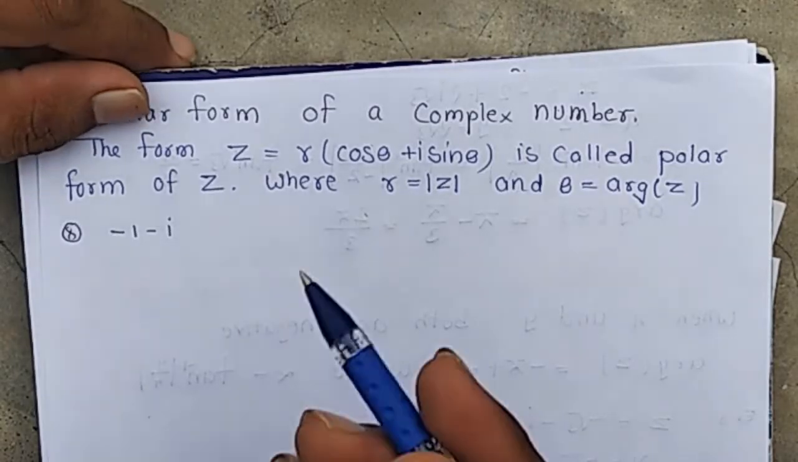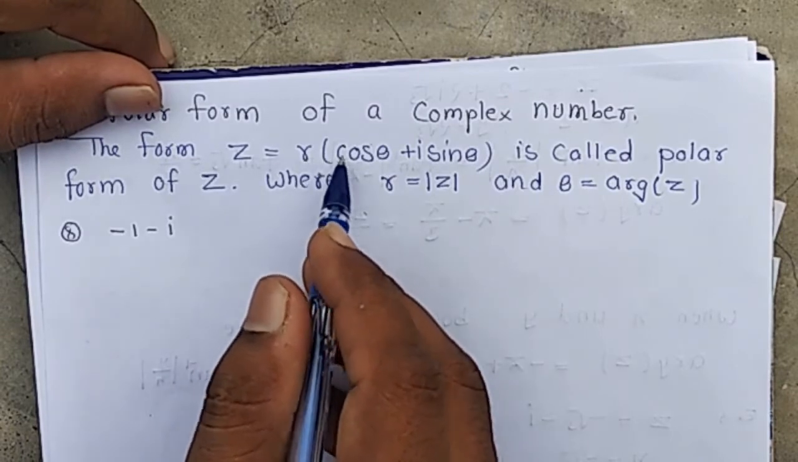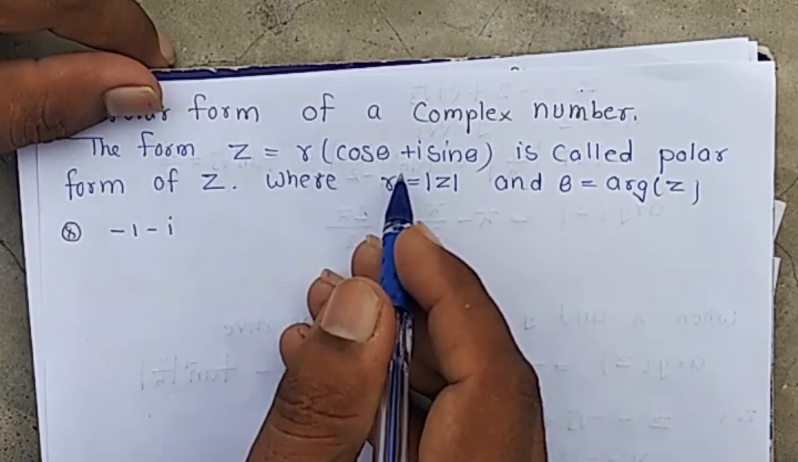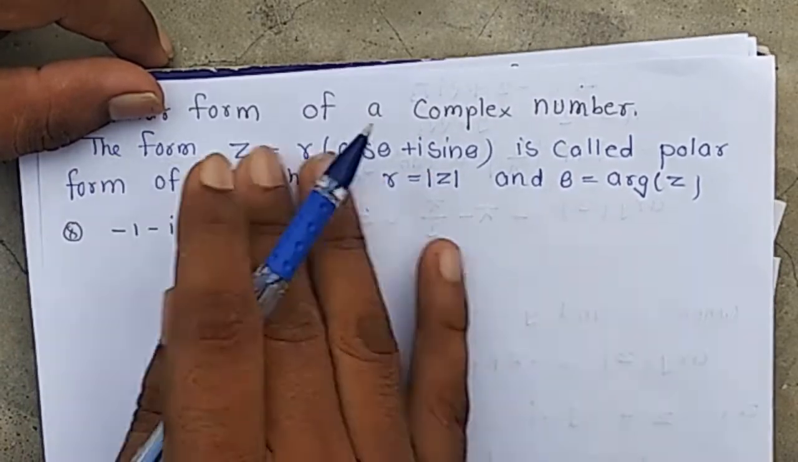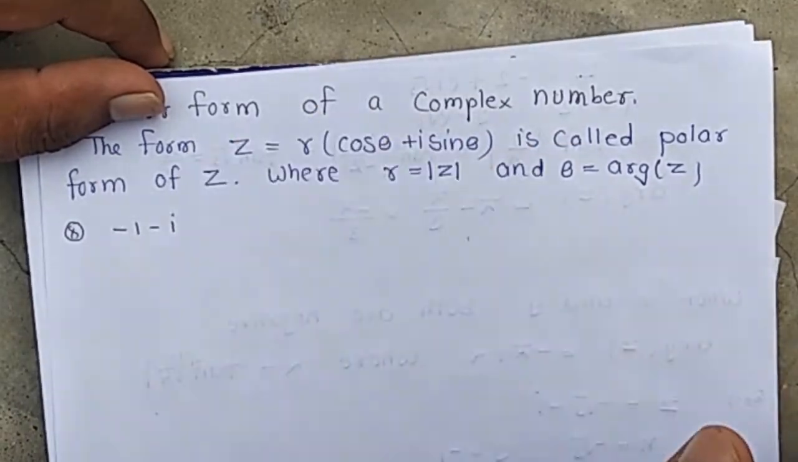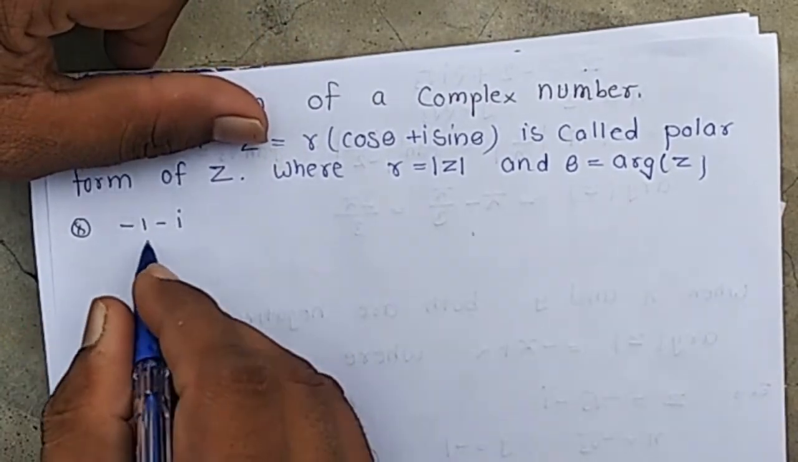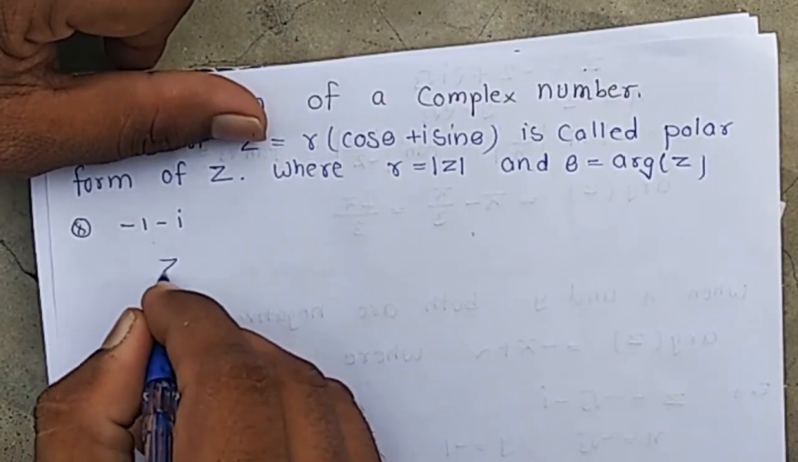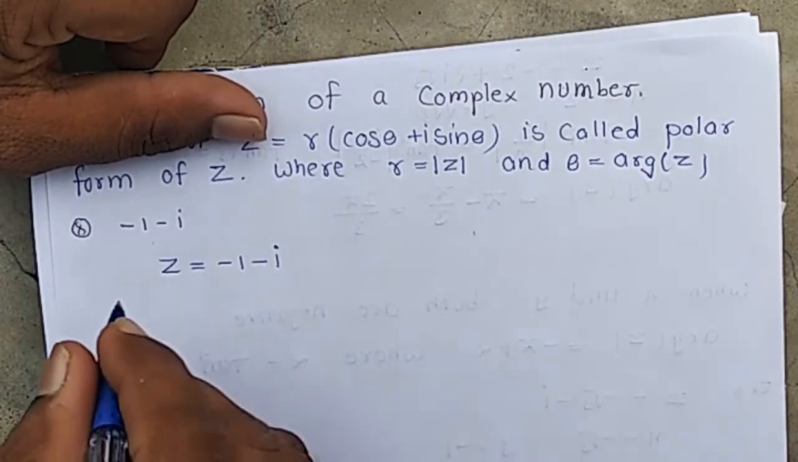Polar form of a complex number. The form z = r(cos theta + i sin theta) is called the polar form of z, where r is the modulus and theta is the argument. It is question number 8. We have to change this complex number into polar form.